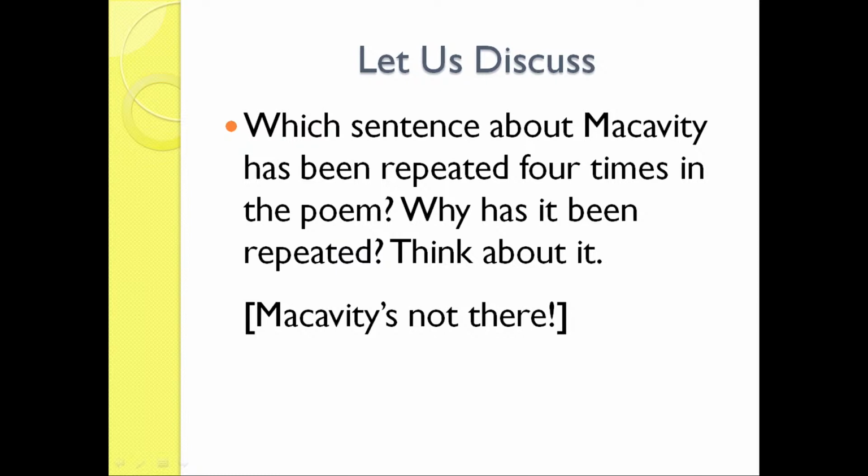Here I come to this question. Which sentence about Macavity has been repeated 4 times in the poem, and why has it been repeated? Think about it. So students, now that you have seen all the questions which need a discussion, please discuss and tell us what you have learned. Did you like the poem? Did you like the choice of words T.S. Eliot has used? And if anything else comes to your mind while reading the description of the mysterious cat, Macavity, please share it with us.